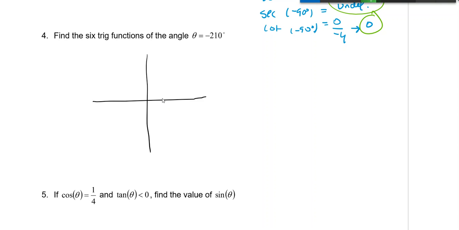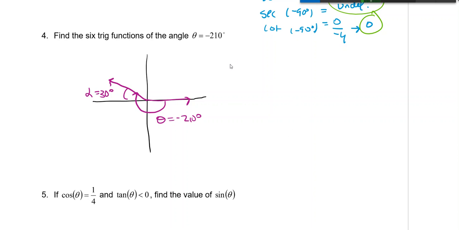So -210, we start as we always do on the positive x-axis. We go this way. That's 180. So we need 30 more, so a third of the way into quadrant 2. That's the angle theta equals -210. This right here is its reference angle, and that's 30 degrees. There's 30 degrees back to the horizontal at 180.